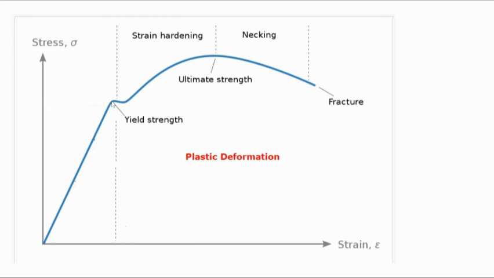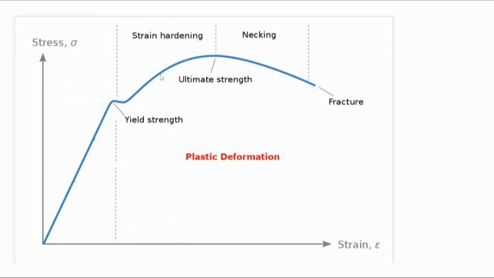Now let's examine the second part of this graph, where we no longer have a linear behavior. Now we're in plastic deformation. So when our line starts to curve and no longer acts in a linear fashion, this is the plastic deformation portion of the material. And we can see there's a couple of sections.